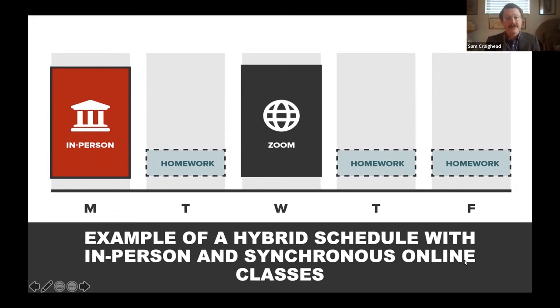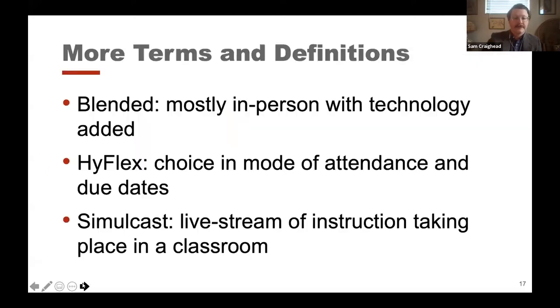Or here's a hybrid structure where you could have both in-person and Zoom meetings. So perhaps they're meeting Monday in your classroom. On Wednesday, you're all meeting at the same time, but it's over Zoom. Then the rest of the week, this is sort of the homework schedule. So these last three all fall under the hybrid category, but they're different flavors of that. Part of the challenge has been that different universities might refer to certain language in different ways. So this first one, blended, would be a mostly in-person course with technology added.